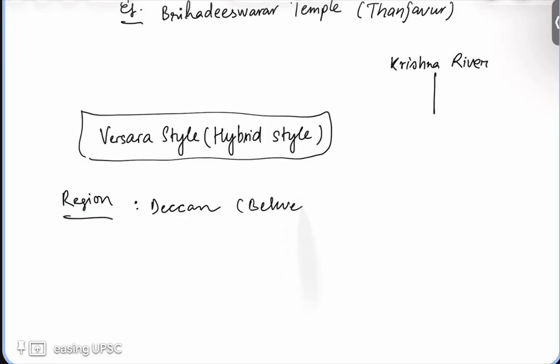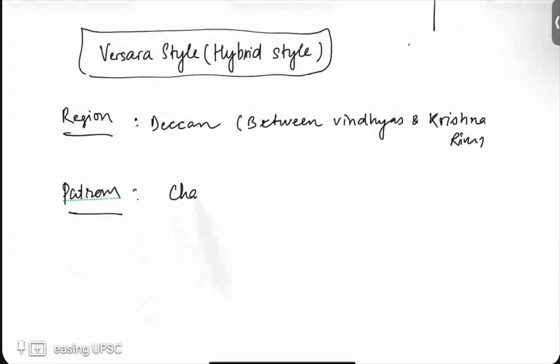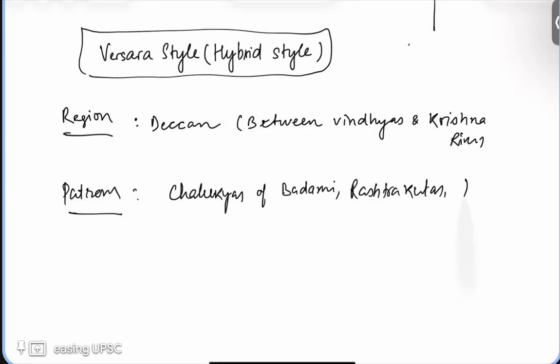If we talk about nature, then it blends features of both Nagra and Dravida. It is also called the Karnataka style. Who were the patrons? Any idea? Rashtrakutas. Yes. So Chalukyas of Badami and Kalyani, Rashtrakutas, Hoysalas.